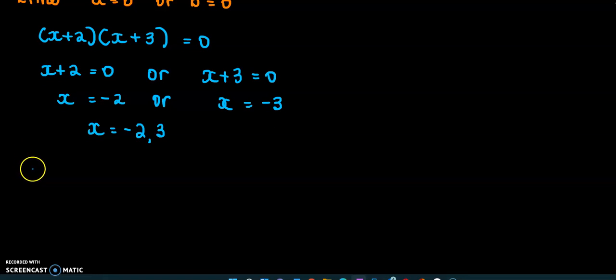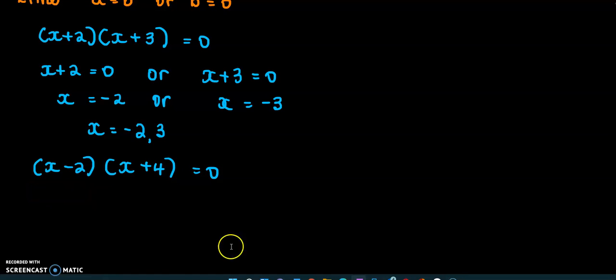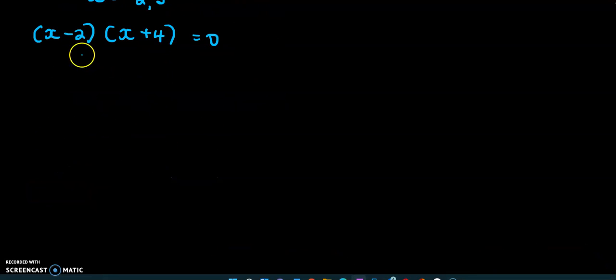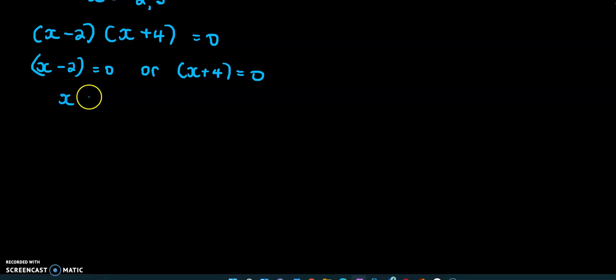Another example, let's say we have x minus 2 into x plus 4 is equal to 0. Here we're going to get that x minus 2 is equal to 0 or x plus 4 is equal to 0. So x is equal to 2 or x is equal to negative 4. So when we put our solution together, it's x is equal to negative 4 or 2.